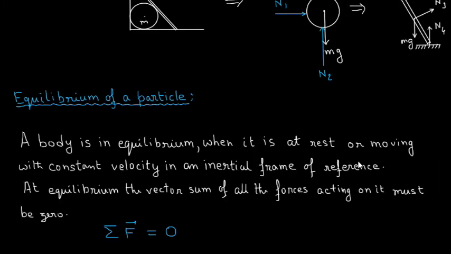Equilibrium of a particle. A body is in equilibrium when it is at rest or moving with constant velocity in an inertial frame of reference. At equilibrium, the vector sum of the forces acting on it must be 0. Sigma F is equal to 0.